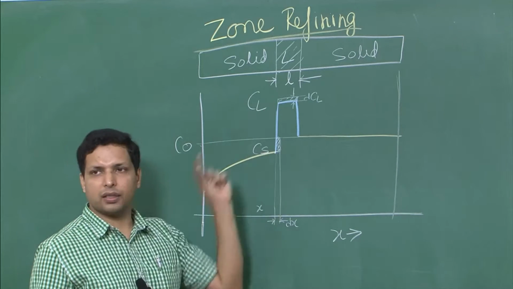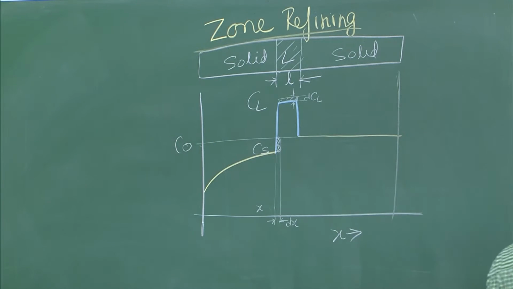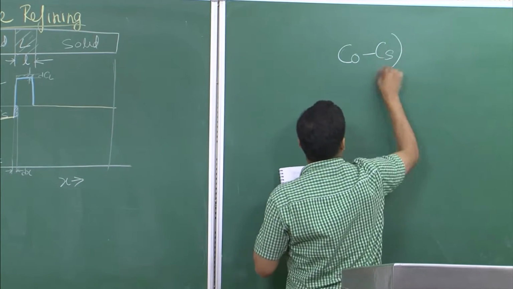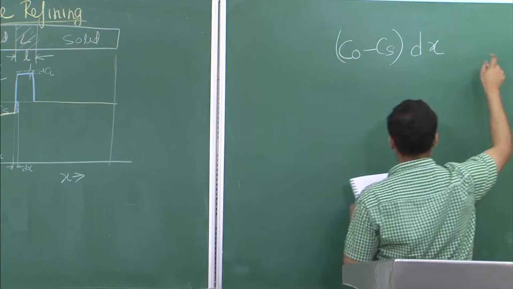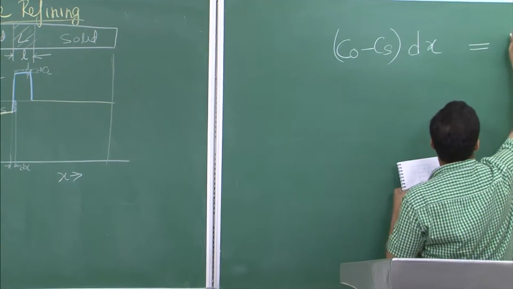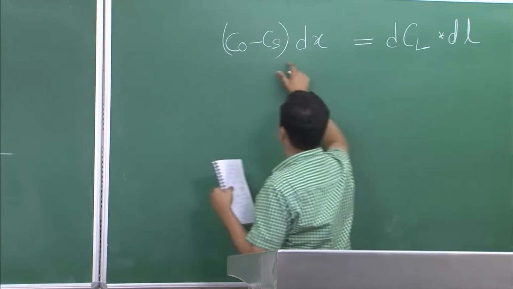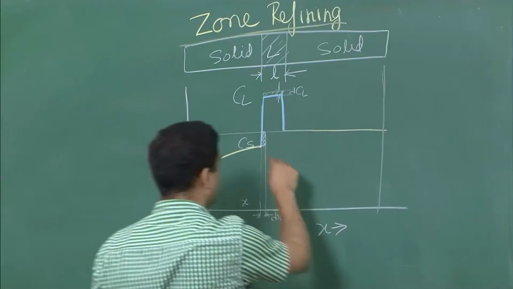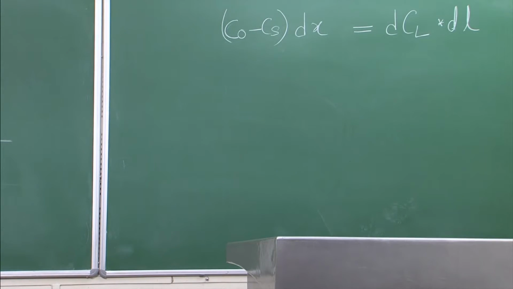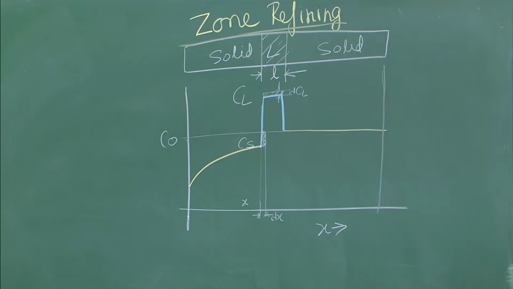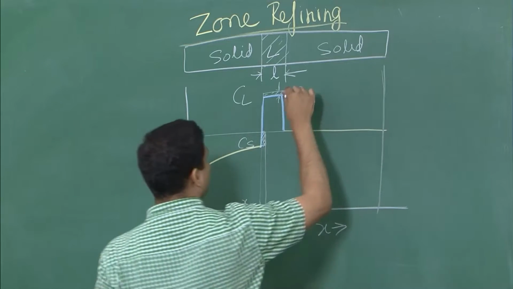We will use this fact to set up the equation. So, let us write down how the equation should look. Cs is a variable, Cl is a variable, but they are related. So, C naught minus Cs times dx is this total amount of solute, and on the right side we have dCl into L. This is the dCl region and this is the L region.